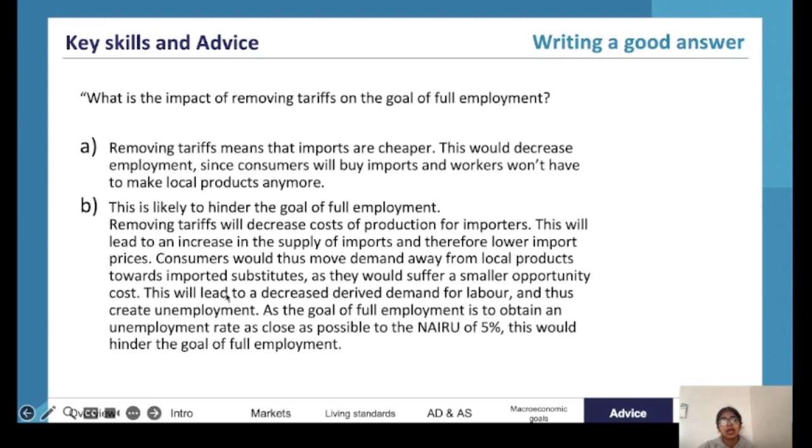So since there's less demand for local products, there's less demand for labor. So decreased derived demand, just a fancy way of saying less demand as a result for labor. So because there's less demand for labor, this creates unemployment. The goal for full employment is to get an unemployment rate as close to NAIRU of 5%. This would hinder the goal. So again, they've tied it very, very neatly with the goal. And they've explained what the goal is as well with NAIRU. So that's a really good answer. And they're not waffling either. They're very concise in their answer. They're not writing heaps and heaps.